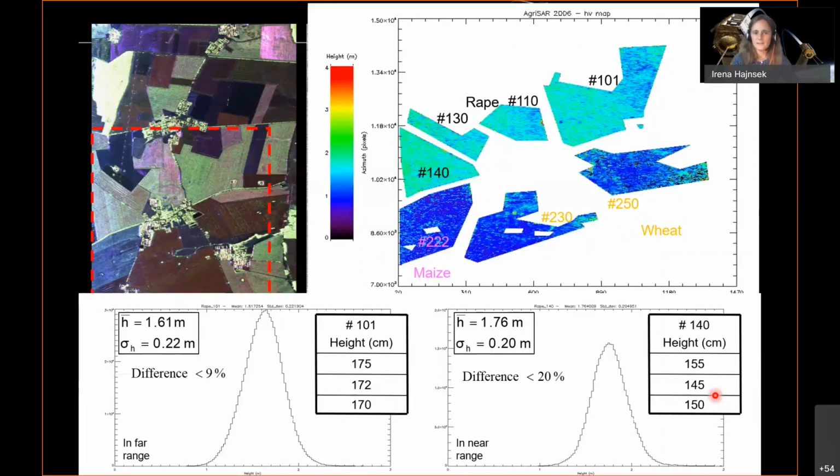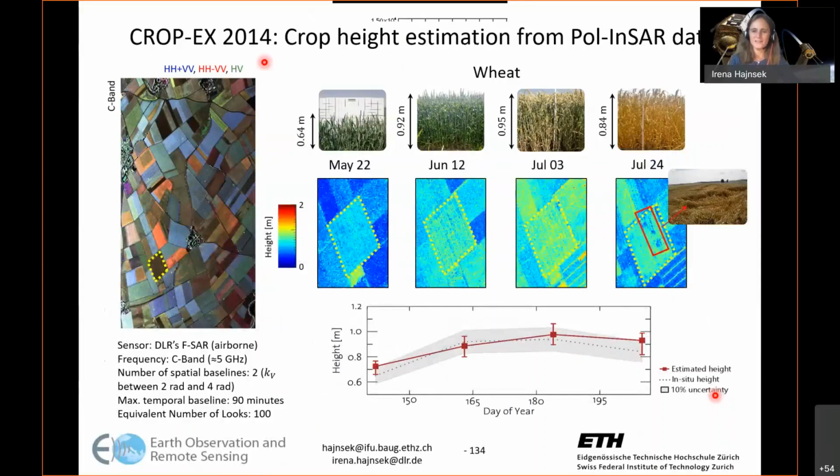I have also another example more recently, 2014. The other one was even later. And also here over the time, what has been done, the different crop types has been estimated. Here you see wheat with a lower height, and then growing up.